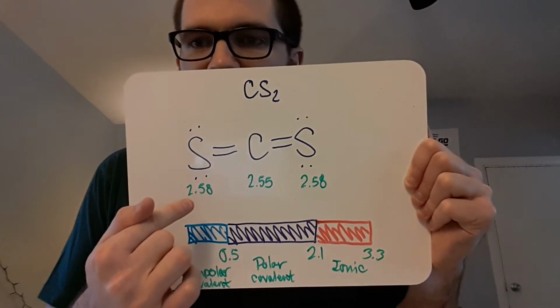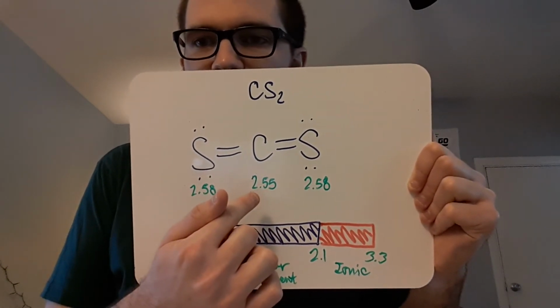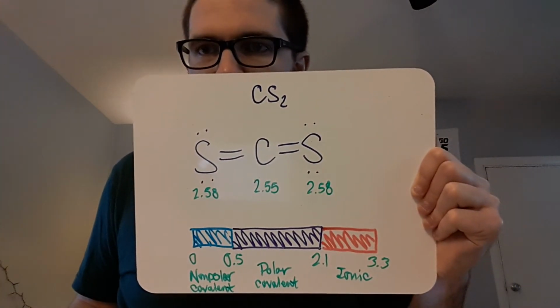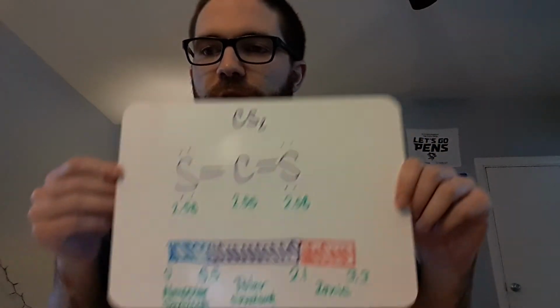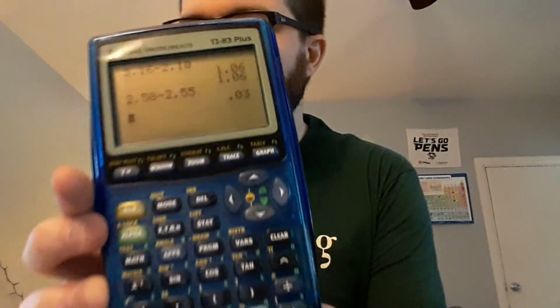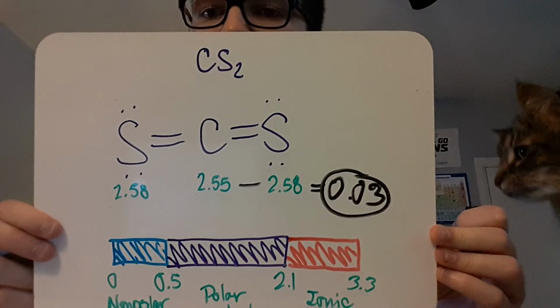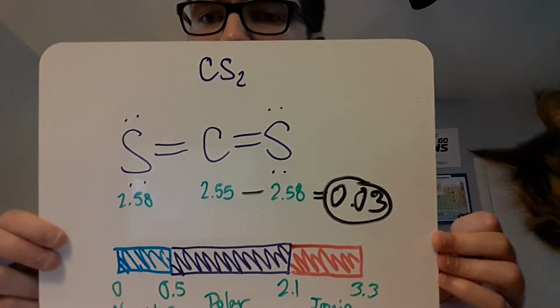So we want to figure out what the difference between S and C is. So we have 2.58 for S and 2.55 for C, okay? So what is going to be the difference between them? And then how could I use that to label the bond? So 2.58 minus 2.55, plug that into my calculator, I get 0.03. That's pretty low, okay? So for one of those bonds, the difference in electronegativity of those atoms is 0.03, right?